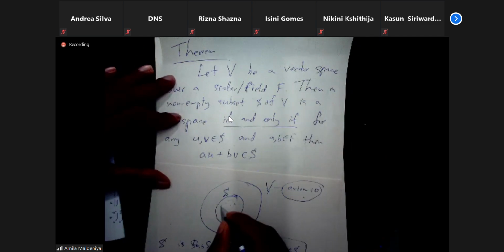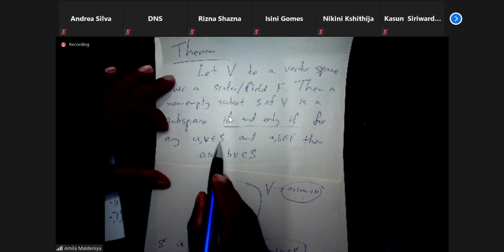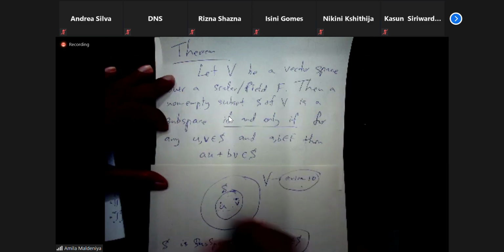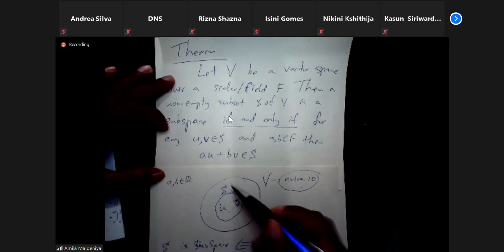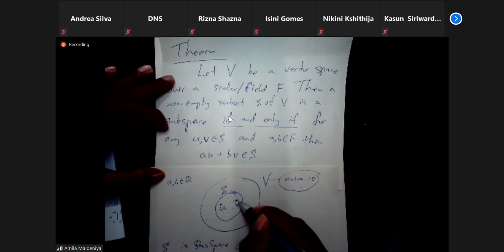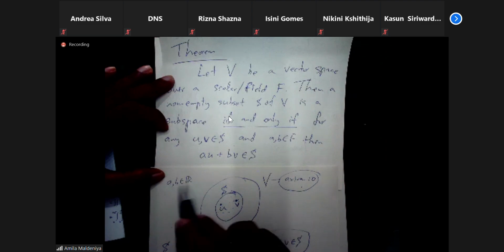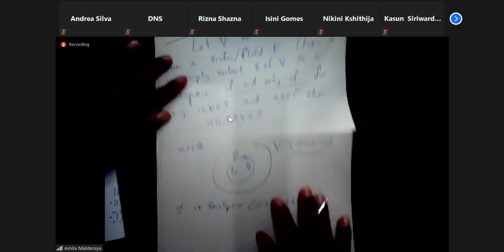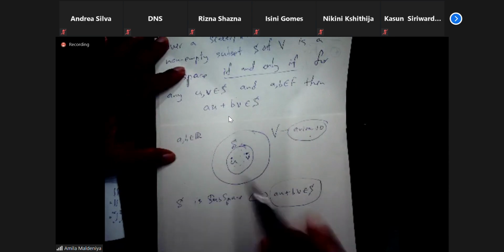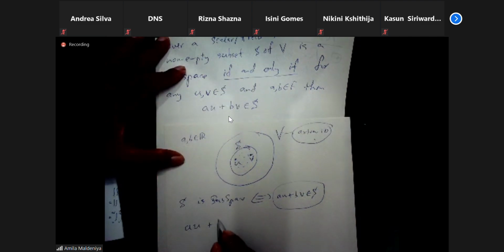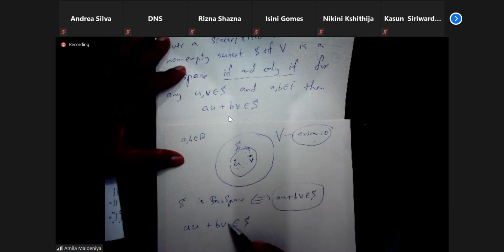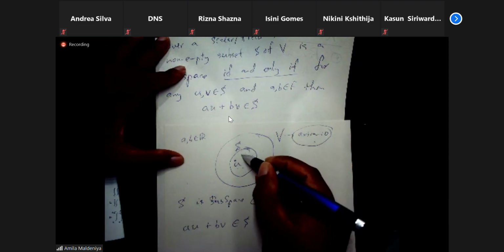So let's see what that relation is. If I take u and v in S, and a and b, where a and b are real or complex numbers, so two vectors in S and two scalars, then the linear combination of these vectors with the scalars, that means au plus bv, has to be an element of S. That means this combination also belongs to S.